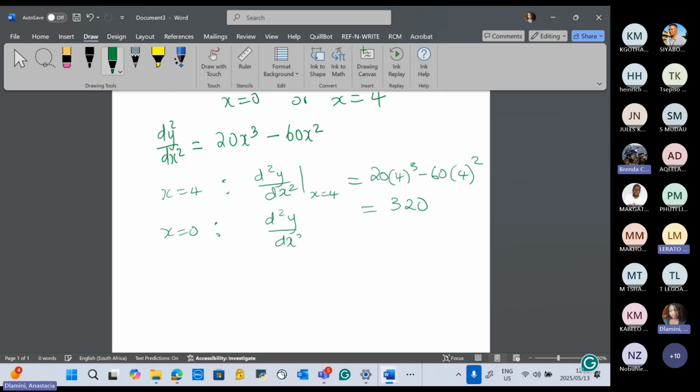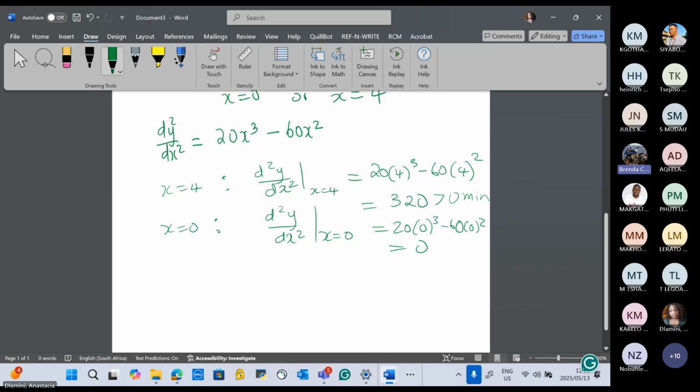It says evaluated at x equals 0. What can we conclude? Did they say anything about that? No, we didn't conclude here. Greater than 0, it means what? Minimum, right? And lesser than 0 is maximum. So we don't have a maximum, ma'am. No, we do have.